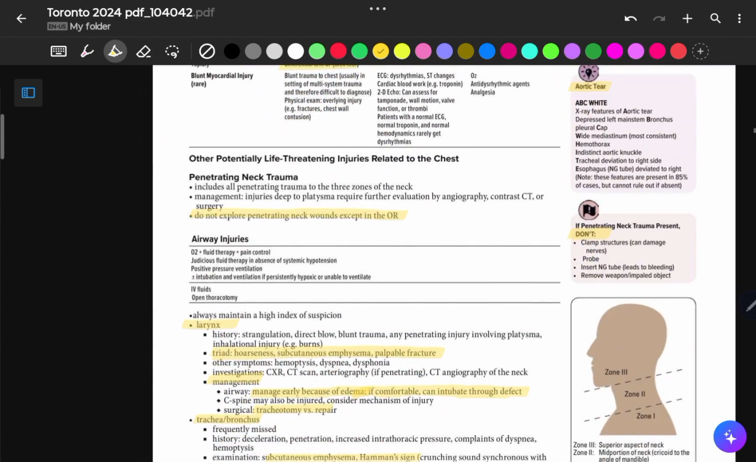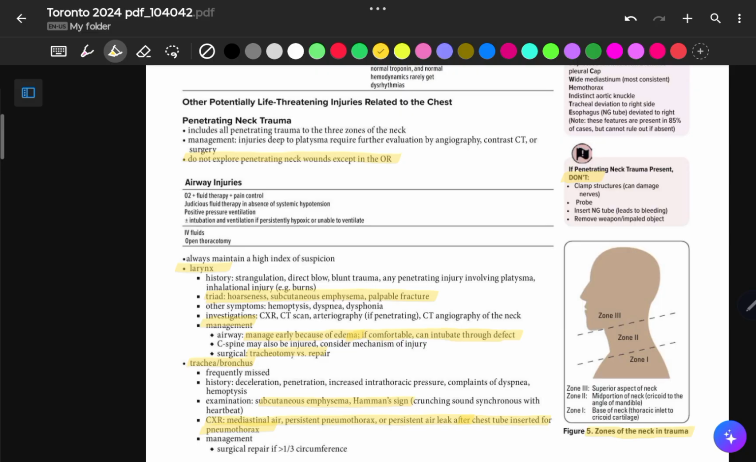So remember, penetrating injury to the neck: do not explore any penetrating injury to the neck once you're in the OR. Anything in the neck, any penetrating injury, you do not take it out, whether it's a knife or any object.